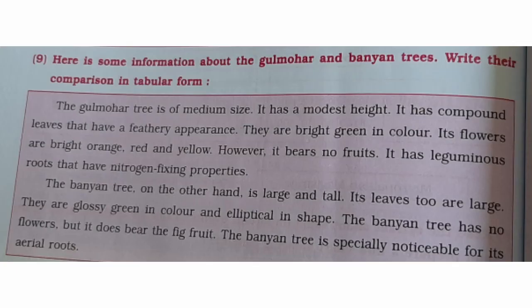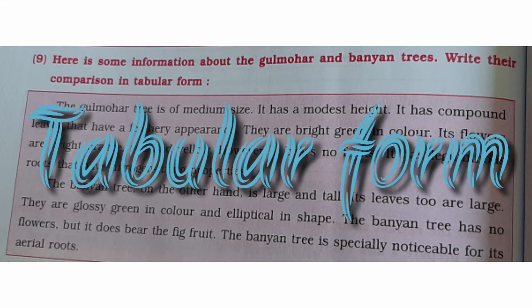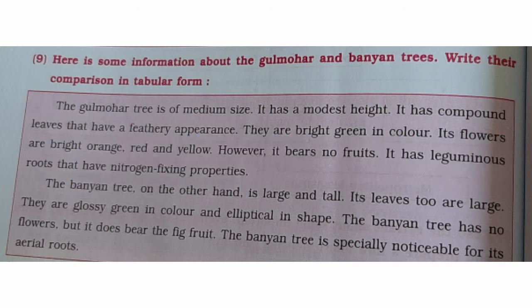The question is, here is some information about the Gulmohar and banyan trees. Write their comparison in tabular form. Look at, the 4th one is a tabular form. Comparison between 2 trees, Gulmohar and banyan tree. Read the paragraph. The paragraph should be 8 or 10 or 12 lines. It is not very long or lengthy.